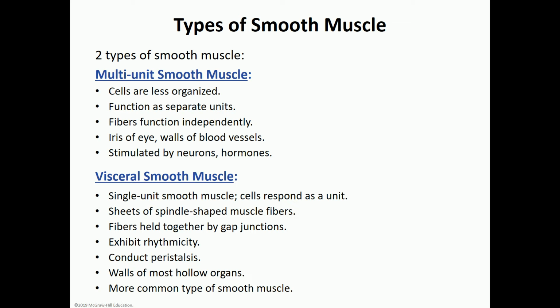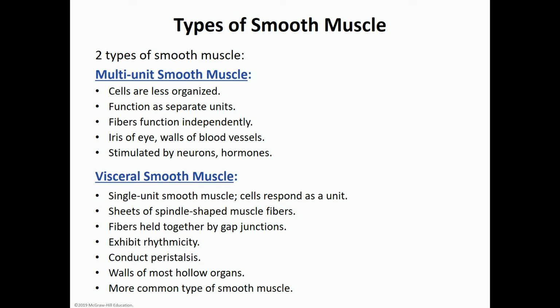Now, the visceral smooth muscle fibers are the ones that you would find, say, in hollow organs like the urinary bladder, the stomach, and the small and large intestine, and so on. These do respond as a unit, and they exhibit what is known as rhythmicity. So it's more of a peristaltic, wavy kind of movement that occurs.